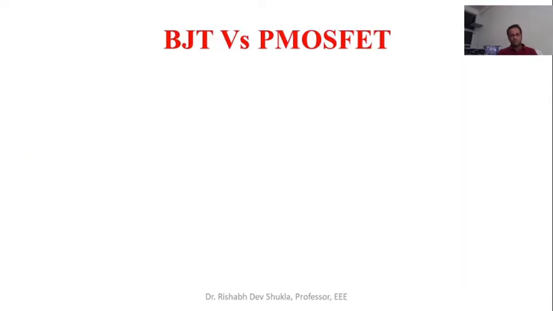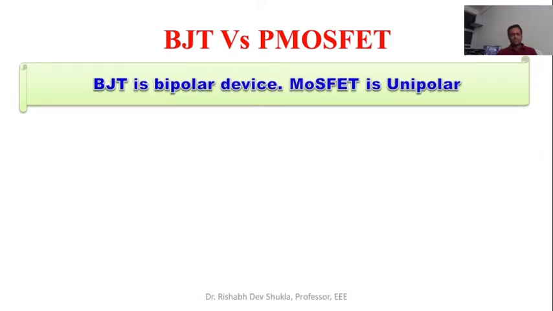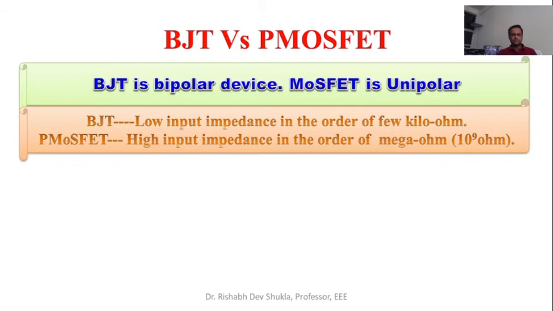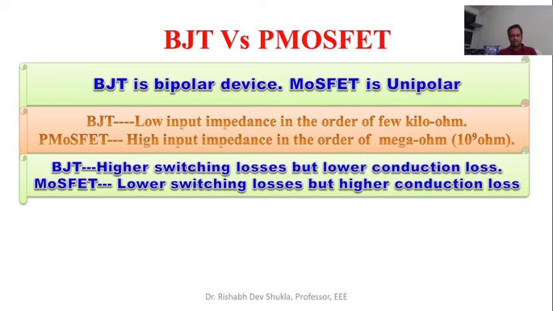We are now going to compare the BJT and the power MOSFET. As you know, BJT is a bipolar device. On the other side, MOSFET is unipolar. BJT has low input impedance, which is of the order of a few kilo ohms. On the other side, power MOSFET has high input impedance, which is of the order of mega ohms, around 10 to the power 9 ohms. BJT has higher switching losses but lower conduction losses. MOSFETs have lower switching losses but higher conduction losses.